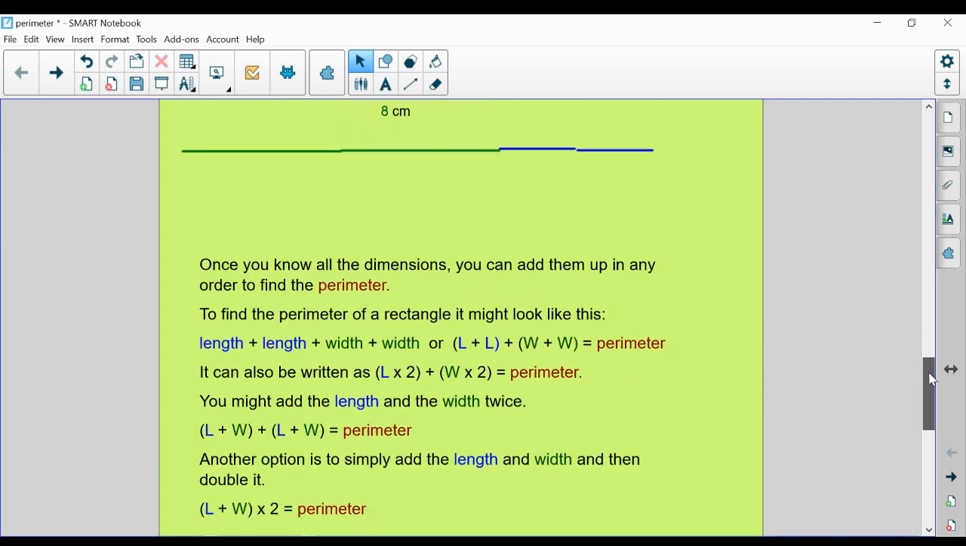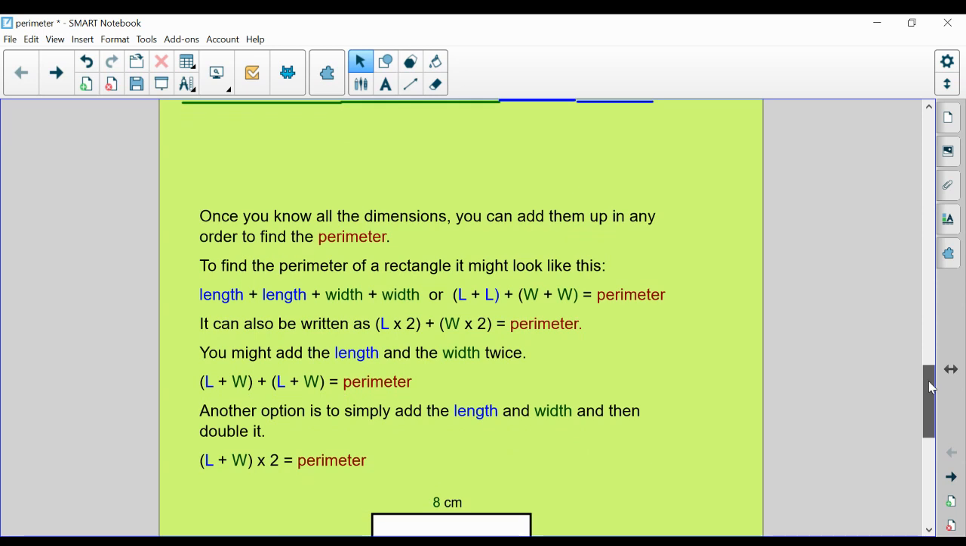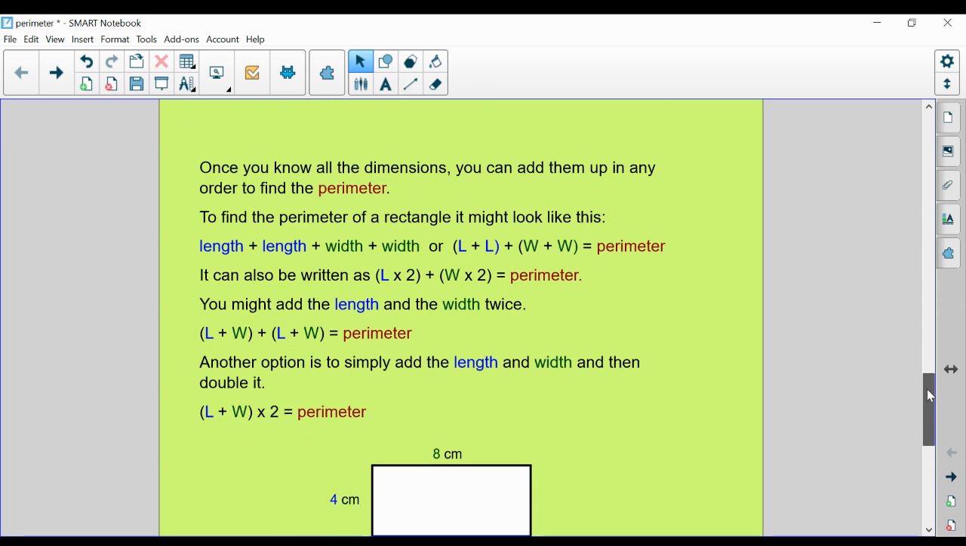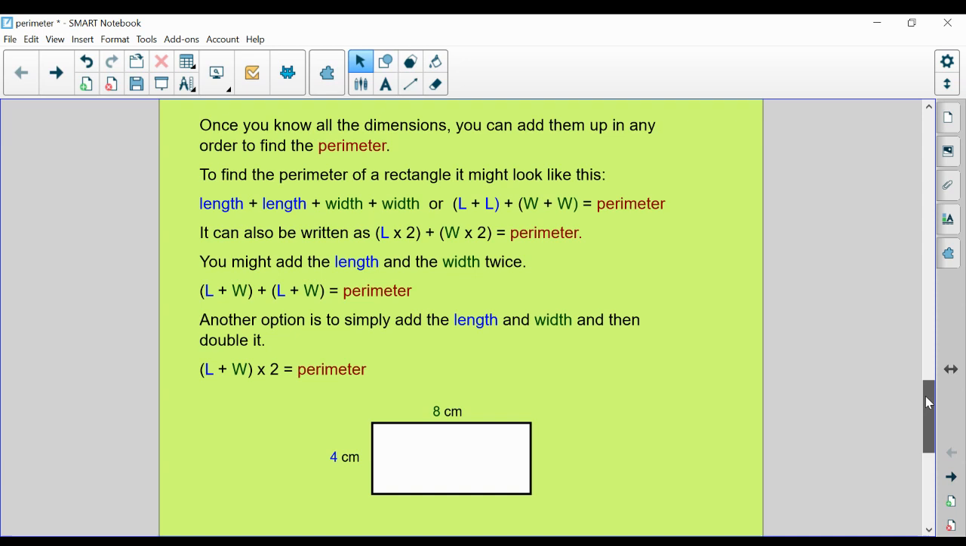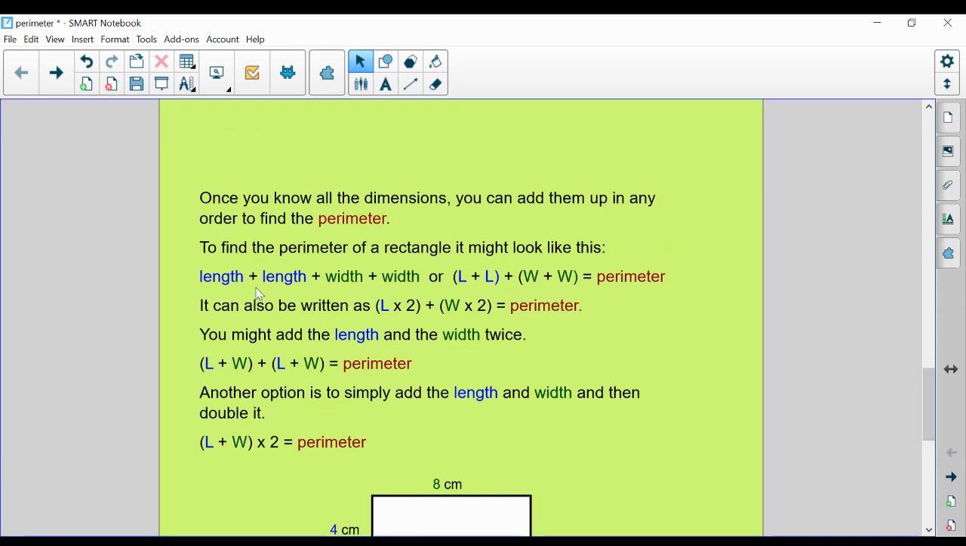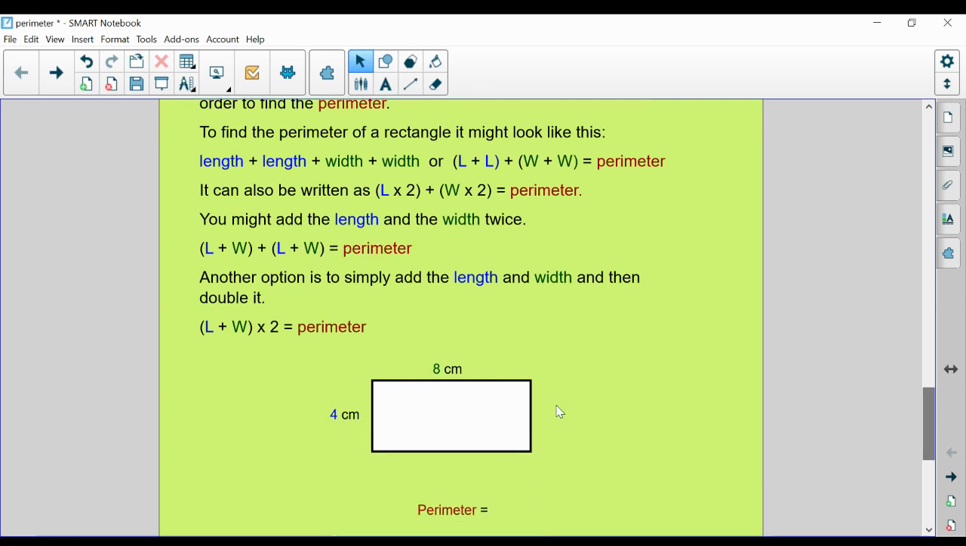So once you know all 4 dimensions, you can add them up in any order. So that means there's several different equations you might use. You could do length plus width plus width. You could do length twice plus width twice. You could do length plus width plus length plus width. You could even add the length plus the width and then double it, because you know there's another exact same sized side to that rectangle.